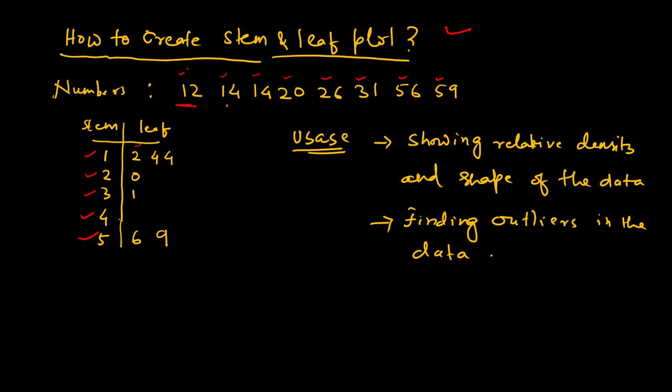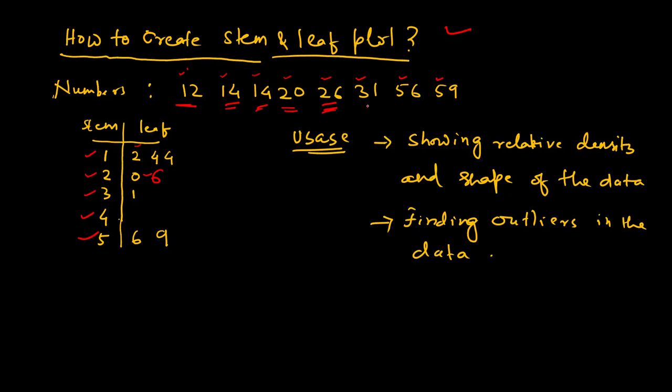Then the next number is 14, so right next to that I put 4. So that's 1, 2, first number, and then 1, 4. Then we have another 14, so again 1, 4. And the next one is 20. So we go one step below, and against 2 we put 0. Then we'll put 6 over here. So we have 20, and then we have 26.